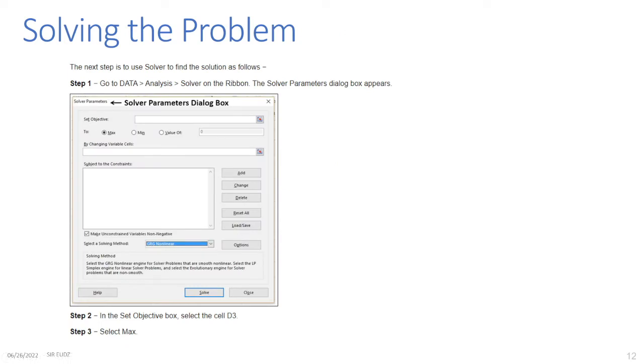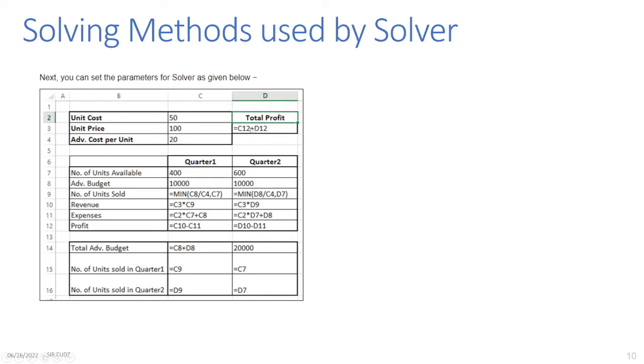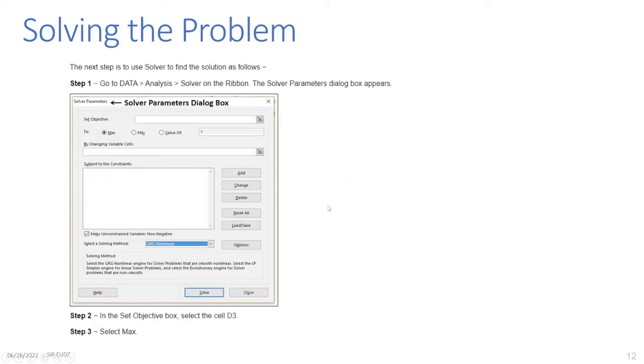Solving the problem. The next step is to use solver to find the solution as follows. Step 1, go to Data, then Analysis, then Solver on the ribbon. The Solver Parameters dialog box appears. Then step 2, in the Set Objective box, select the cell D3. The cell D3 is our objective. We would like to know the maximum total profit that we can have by adjusting the variables. Then select Max, because we would like to know the maximum.